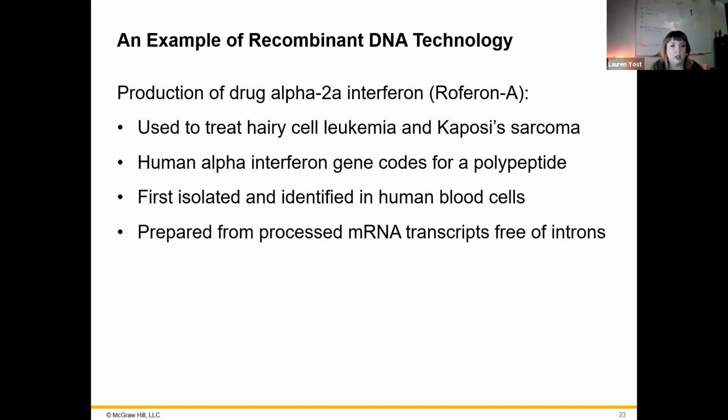So there is interferon. This is alpha 2A interferon, also known as Roferon-A, that they use to treat hairy cell leukemia. This is transformed, basically cancerous, B cells. They're lymphocytes technically, and the B cells are the ones that produce your antibody. It is also used for Kaposi's sarcoma, which is associated with HIV infection. They're able to use a recombinant version of this interferon to stimulate the cells of these people's bodies so that they will attack the cancer cells, essentially.